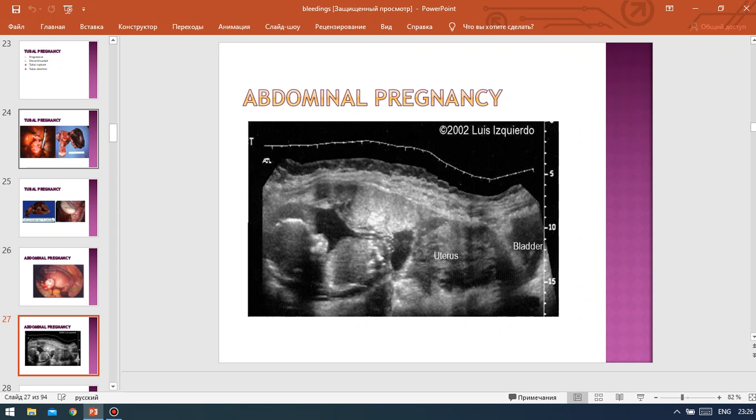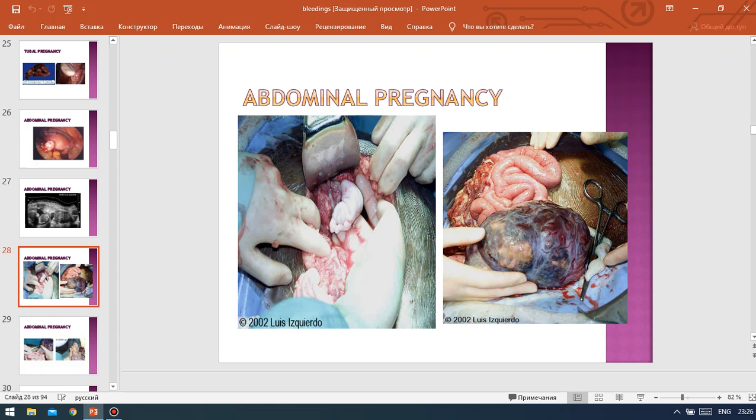Abdominal pregnancy, we saw during ultrasound the empty uterus. In front of the uterus is the bladder, a little bit full, and from the left side the big fetus, approximately 16 weeks of pregnancy. Here we have abdominal pregnancy and a big placenta situated near the intestinum, and it is very dangerous, but a live baby.